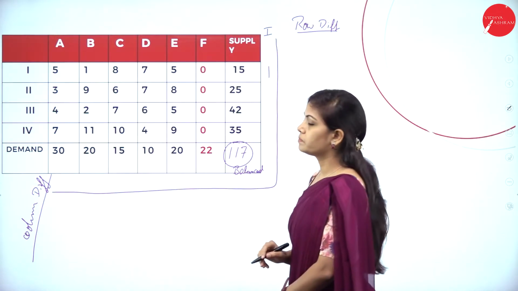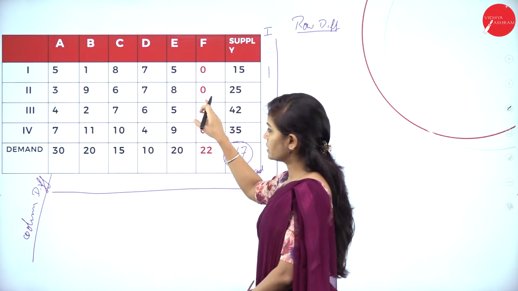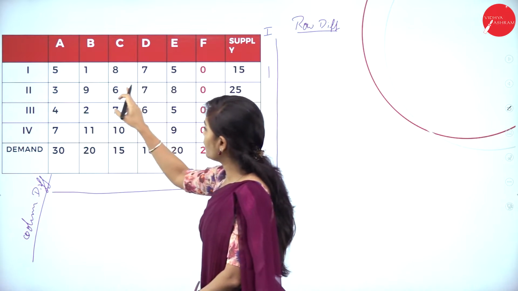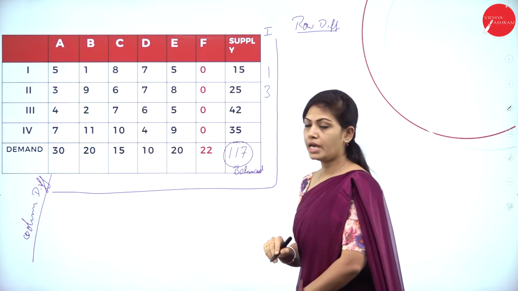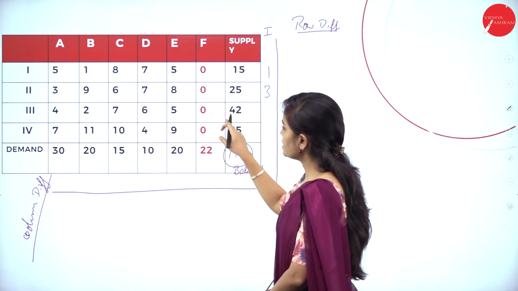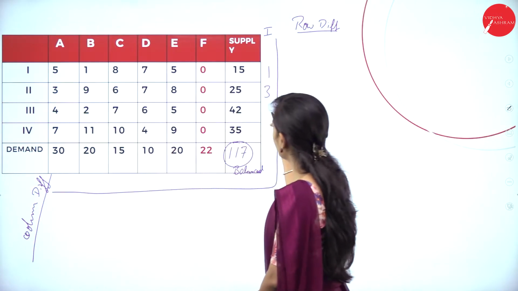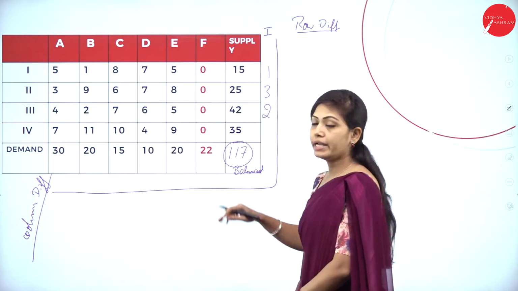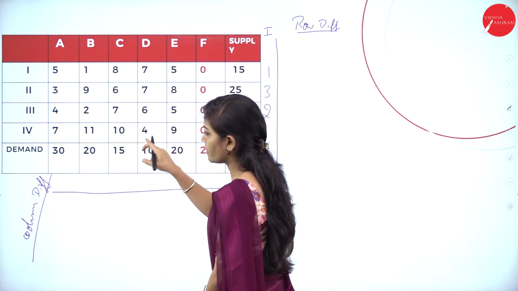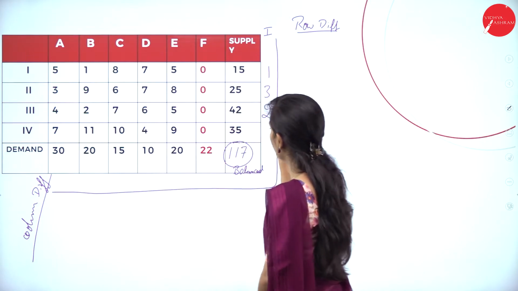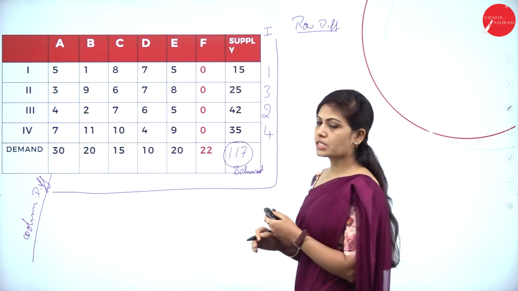This is the first step. In the second row, the least value is 0 and the second least value is 3. 3 minus 0 is 3. In the third row, the least value is 0 and the next least value is 2. So 2 minus 0 is 2. And in the fourth row, the least value is 0 and the next least value is 4. So 4 minus 0 is 4. And the row difference is finished.